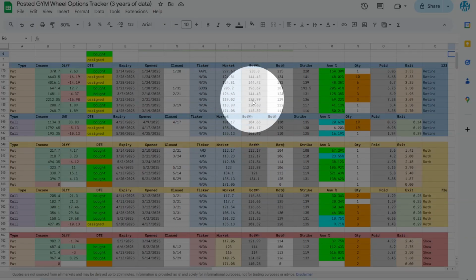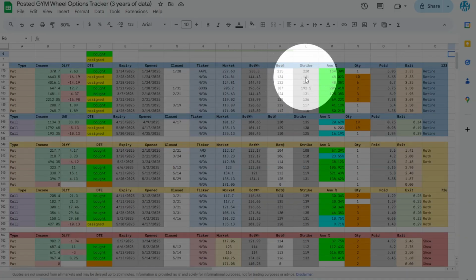This next column is bought when. It shows where the stock was trading when I sold the contract. If I had decided to buy the shares outright at that moment, that's the price I would have paid. This column is the cost basis. If I'm assigned, this becomes my true cost basis. That basis carries forward into covered calls, so I'm tracking the entire life of the position, not just a single trade. Strike is the price I agreed to in the contract.